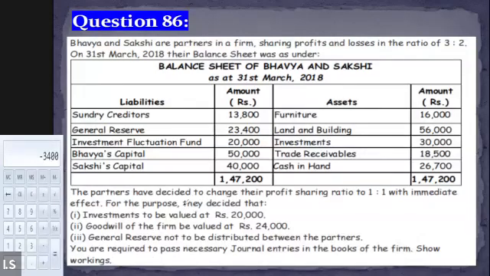See, first of all, in question number 86, it is saying that there are two partners, Bhavya and Sakshi, and their old PSR is given as 3:2, and then there is the new PSR as well.